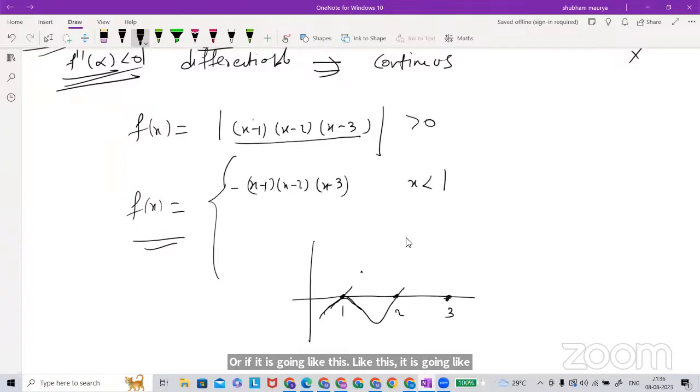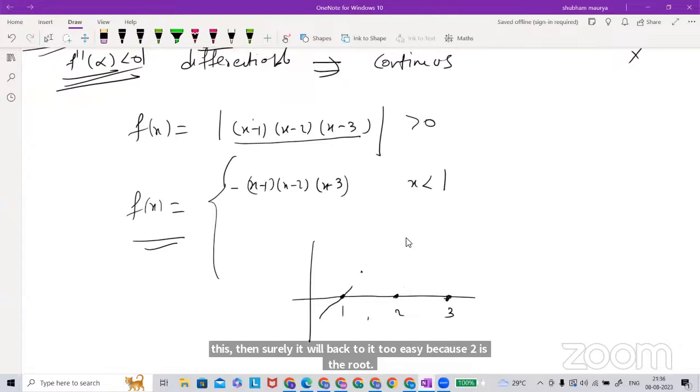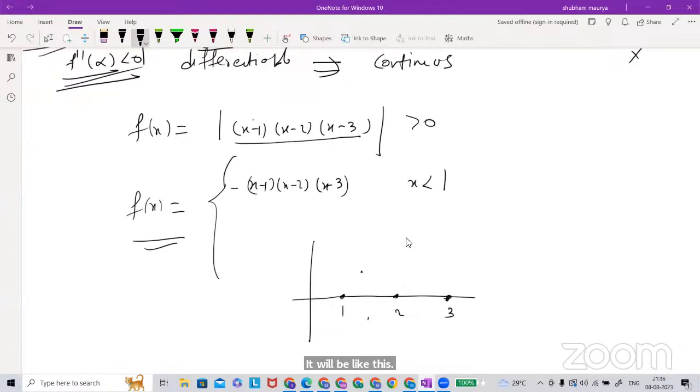It will be like this. Okay, so here is, if you forget about this mod, and suppose this is a simple polynomial, so if you multiply, it will be a simple polynomial. So at 1 it will be linear, at 2 it will be linear, at 3 it will be linear. The reason is the multiplicity of the root 1, 2, 3 is 1.